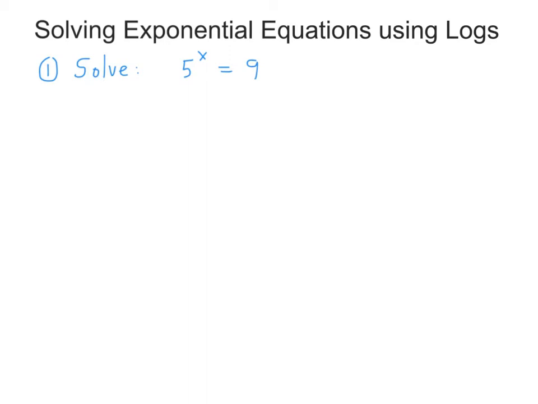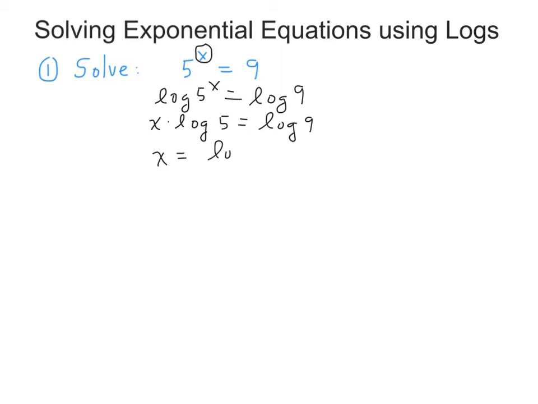Okay, so again, it's an exponential equation because our x is up there where the exponent is. So we're going to log each side. And so from there, recall that that power of x we can throw down in front. So you have x log 5 equals the log of 9. And then from there, we can get x alone by dividing over that log of 5.